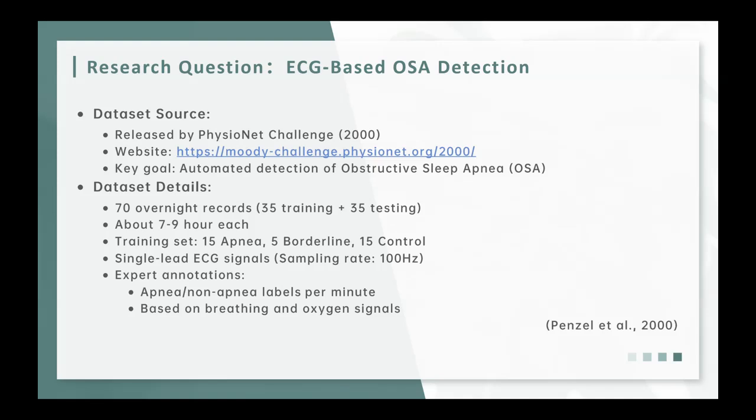There are 70 overnight recordings in total, each lasting about 7 to 9 hours. For the training set, we have 15 apnea recordings, 5 borderline, and 15 control. The ECG was recorded with a single line at 100 Hz. Experts gave apnea or non-apnea labels for every minute. These labels were based on measurements of breathing and oxygen levels.